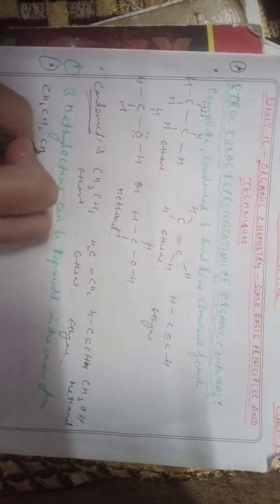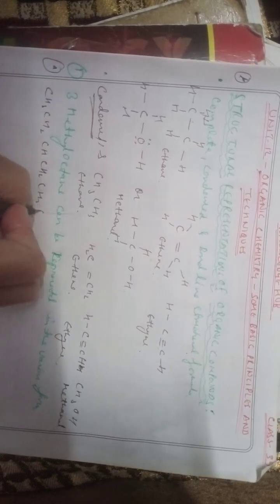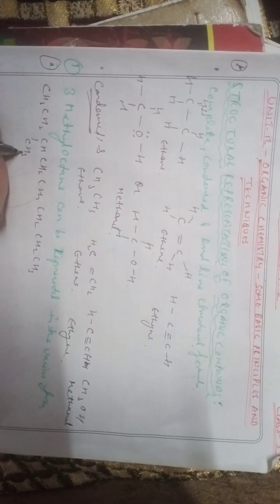First we talk about the form here. The first form is CH3, CH2, CH, CH2, CH2, CH2, CH2, CH3, and this CH has a CH3. This is the first form we are representing here.